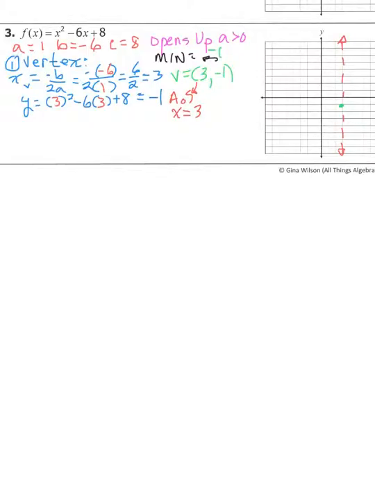Now I want to find my y-intercept. So step 2, my y-intercept is 0, c. So in this case it's 0, 8. So I'm going to plot that right here. And then I want to reflect it. I guess that's kind of hard to see that that's a 0, 8. Let me make that prettier.